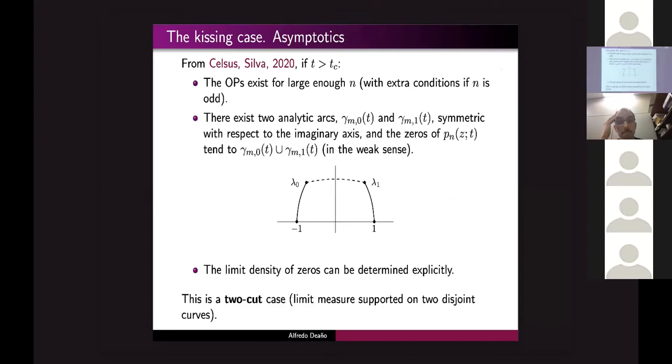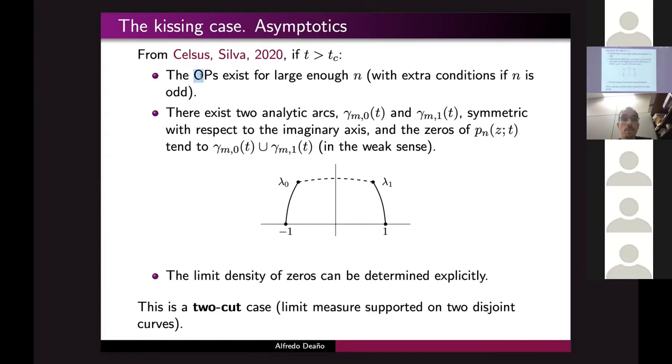And if you go beyond that critical case, this is the work of Andrew Celsus and Guillermo Silva last year, then you have something similar, but you have a two cut case. If you know what that means, then you have existence of the orthogonal polynomials, although you have to be a bit careful with the way you let n go to infinity. And then the limit zero distribution is not on one arc, but on two arcs symmetric with respect to the imaginary axis because of the property of the weight. And then this is a two-cut case where you can compute the limit density of zeros. But as you probably know, if you've seen examples of this, this two-cut case is quite more complicated in terms of calculation of everything, basically.